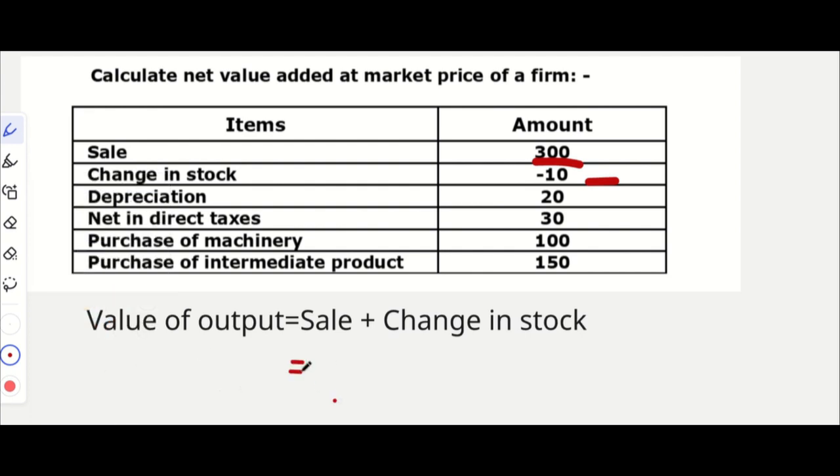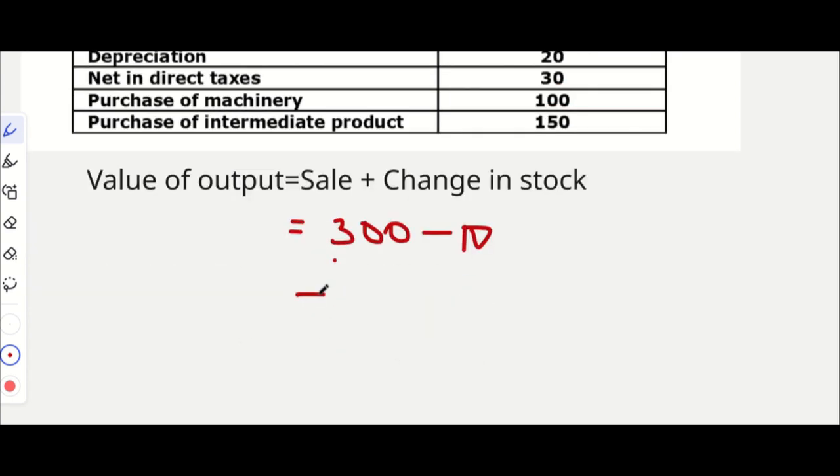So we can substitute the values directly here. That is 300 plus minus 10, which is 300 minus 10, which will give you 290. Clear? So now what we have to do? Now we have to find the gross value added.